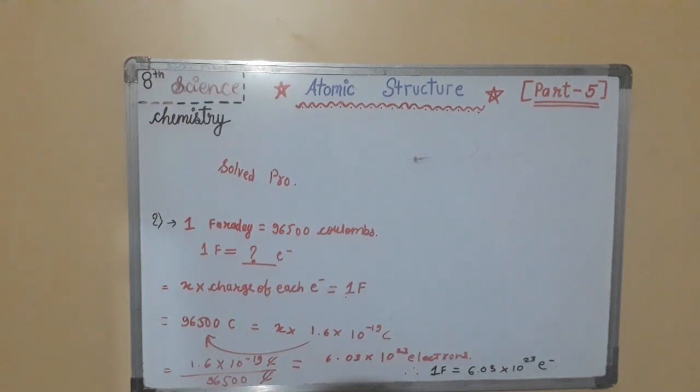Here we have solved two problems of chapter Atomic Structure, part 5. First, we have learned how to find the number of electrons in 1 gram. In the second question, we found 1 Faraday is equal to how many electrons. I hope you have understood every question.